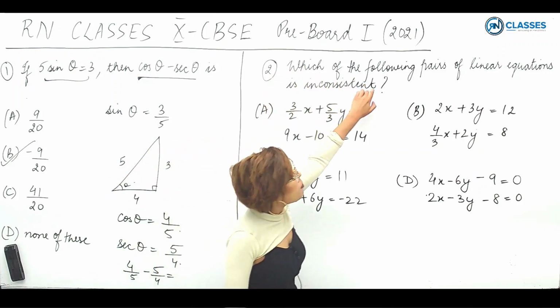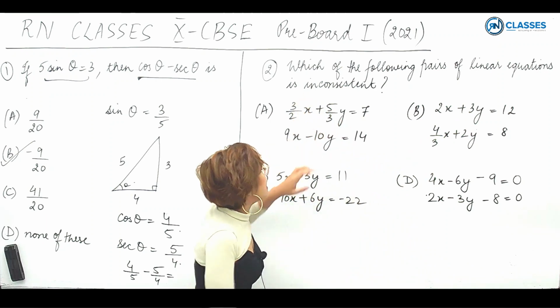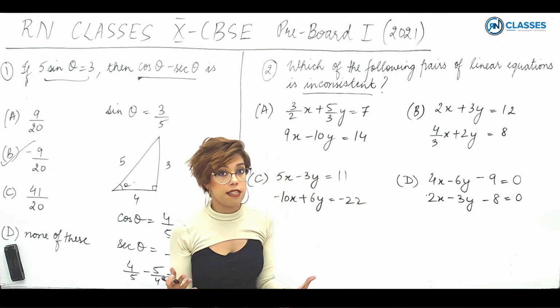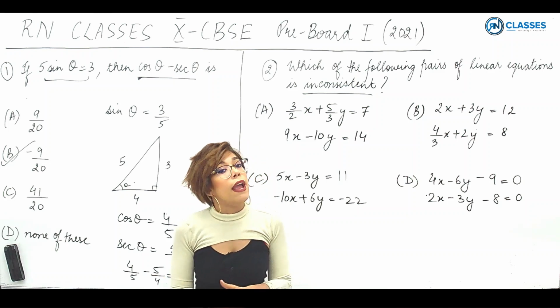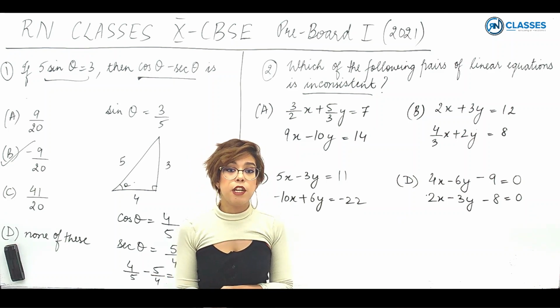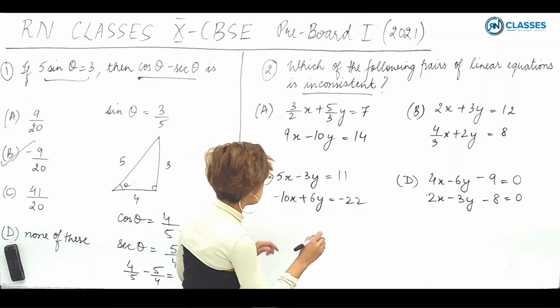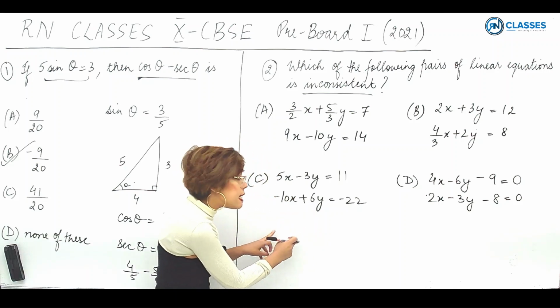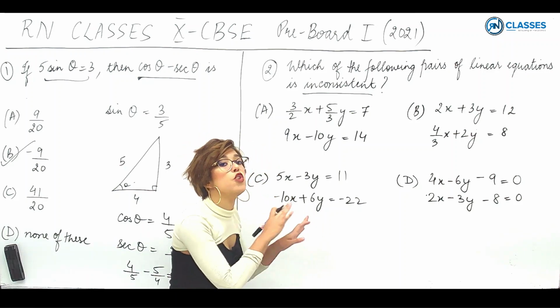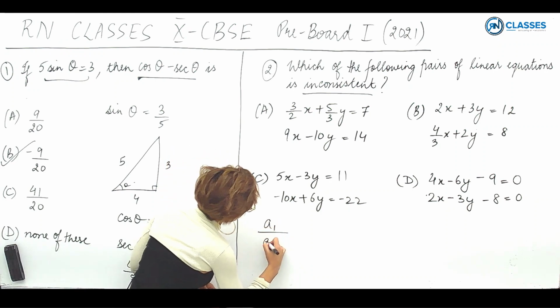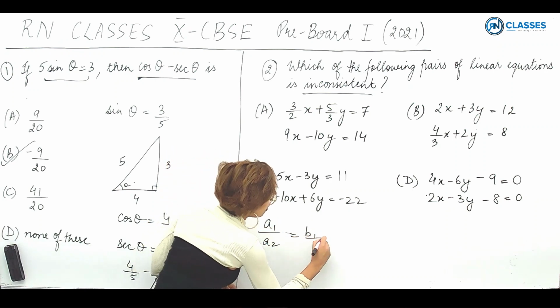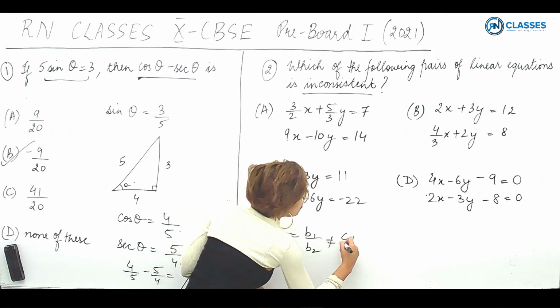Which of the following pairs of linear equations is inconsistent? Inconsistent, right? That means there should be no solution. Now, I know the condition for linear equations having no solution, which is a1 by a2 is equal to b1 by b2 is not equal to c1 by c2, right? Let me write it down for you. a1 by a2 is equal to b1 by b2 is not equal to c1 by c2.